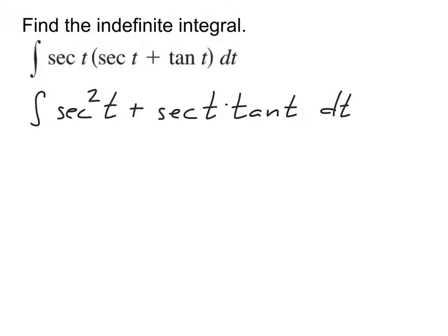And so, in order to do that, we have to say the derivative of what is secant squared? Well, that is tangent. And so that gives me tangent of t. That takes care of the secant squared, because the derivative of tangent is secant squared. Plus, okay, the derivative of what is secant times tangent? That's secant. So then this becomes secant of t, because the derivative of secant is secant tangent.